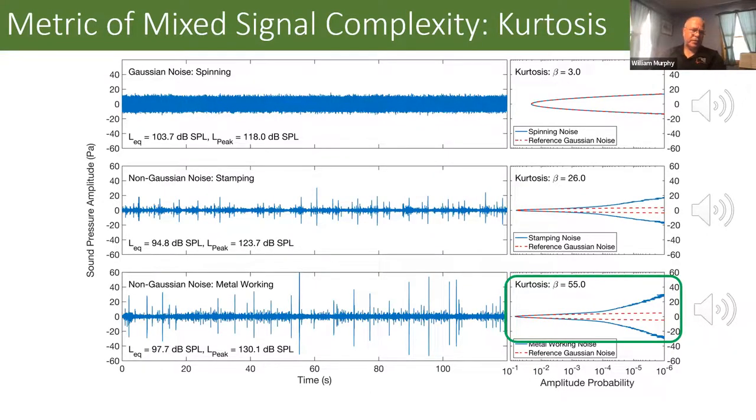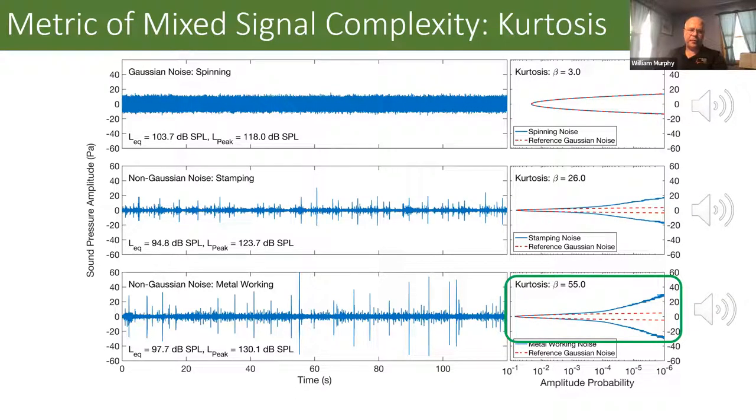So what is happening as we get to higher and higher amounts of kurtosis, we have more departure from that continuous noise background. And that changes the risk. It actually makes it more risky to be exposed to that type of noise.